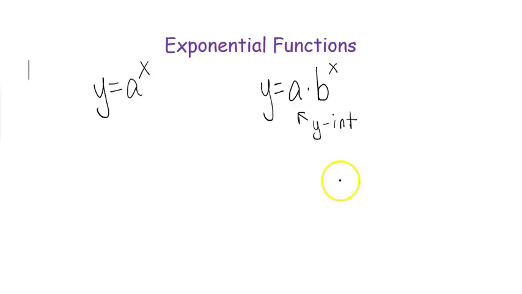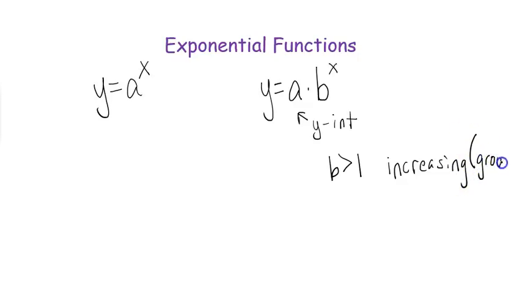And then b is also very important. B can be some different numbers. If b is greater than 1, so b is greater than 1, you have an increasing graph. We can call that growth because a lot of times exponential functions can be applied to money or bacteria or things like that, populations that are growing. And that happens when this number here is greater than 1.